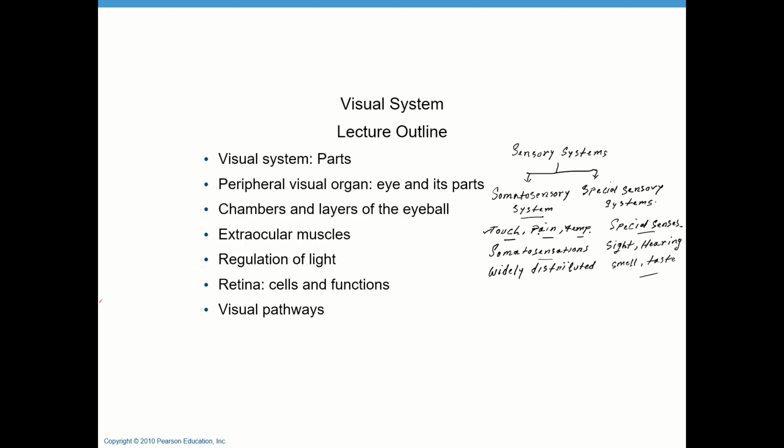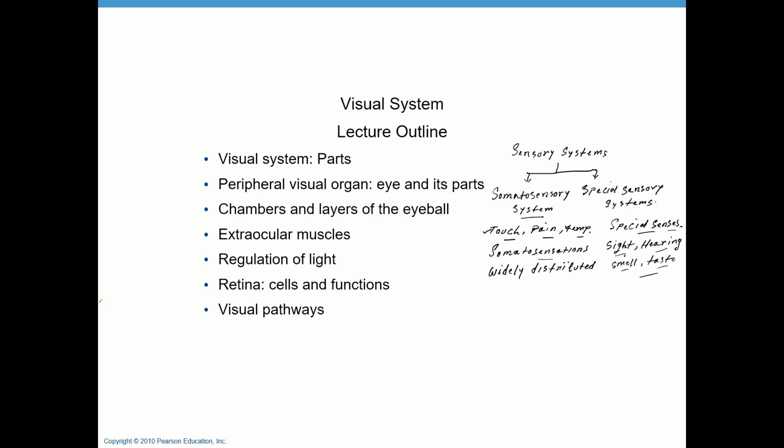In case of somatosensations, the receptors or the sensations are present everywhere in the body. In case of special senses, you have highly special organs where the receptors are localized. For example, for your sight, you have the eyes. For your hearing, you have the ears. For smell, you have the nose. For taste, you have the tongue, right?